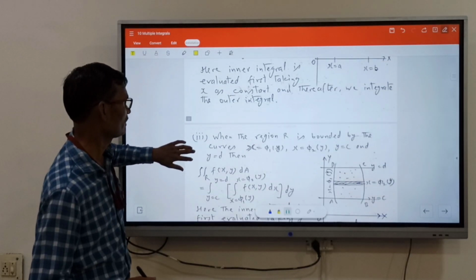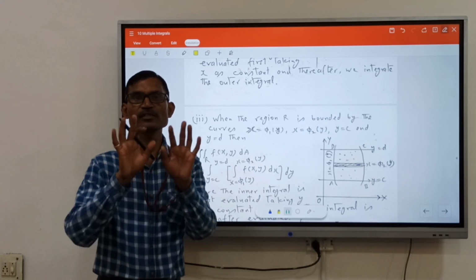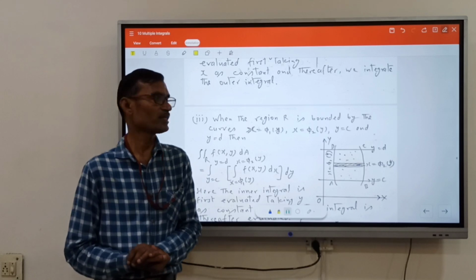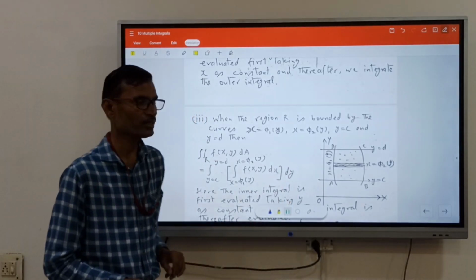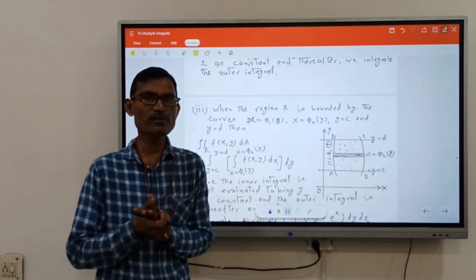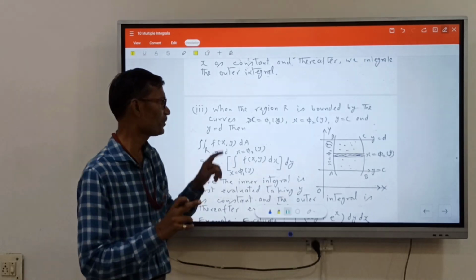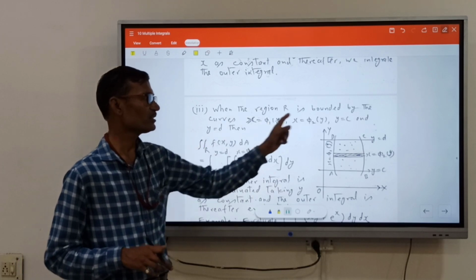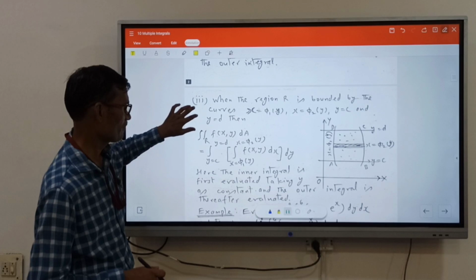Now the third situation. Suppose the region is bounded in such a way that the values of x are variable and the limits of y are constant, like this. Whenever we can draw it on the figure, in this situation we will integrate the function f of xy with respect to x first, because its limits are variable, and then in the second step we will integrate the function with respect to y because its limits are constant.